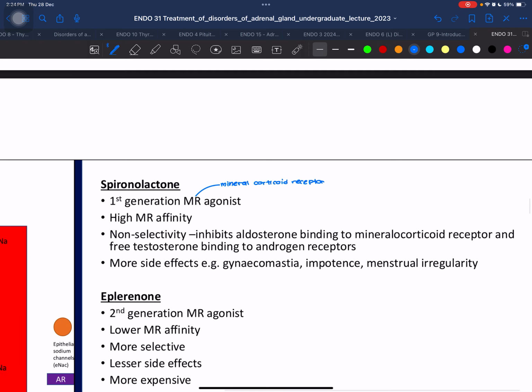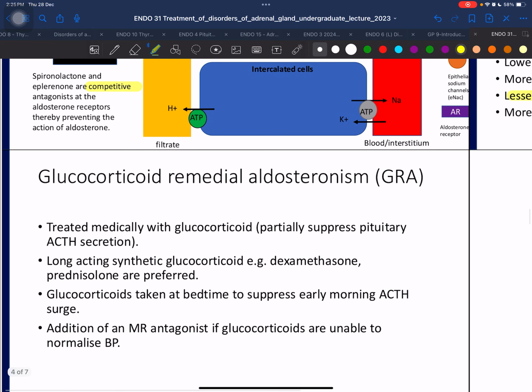Eplerenone is a second generation antagonist, so it has lower affinity to the receptors. It is more selective in the sense that it only competes at the aldosterone receptor. Because it is more selective, it has fewer side effects. Of course, one of the disadvantages is that it is more expensive. So it depends on whether your hospital has the budget to purchase this medication for your patient.